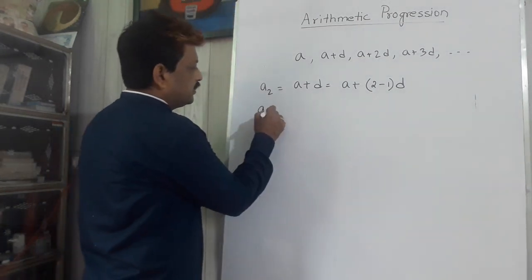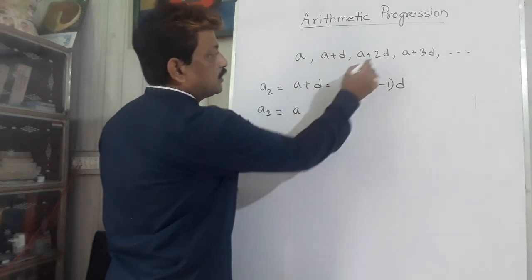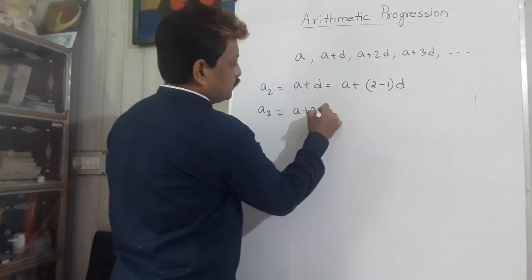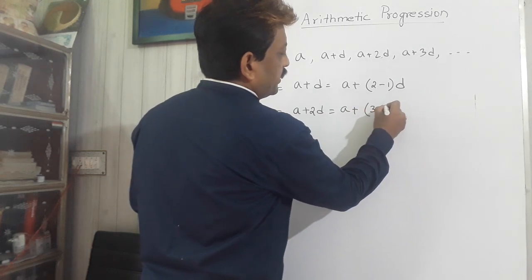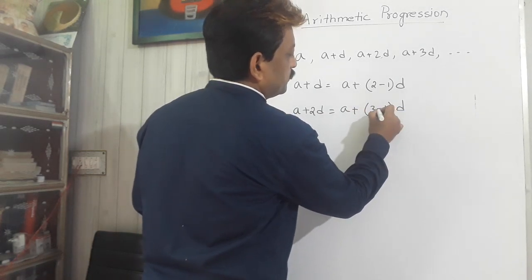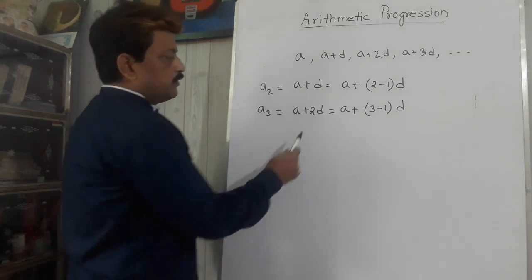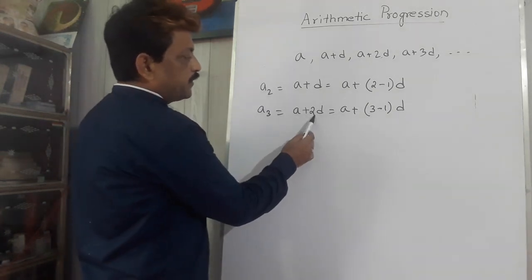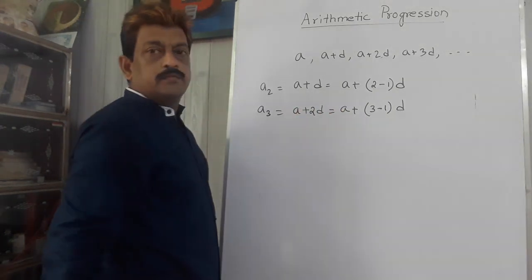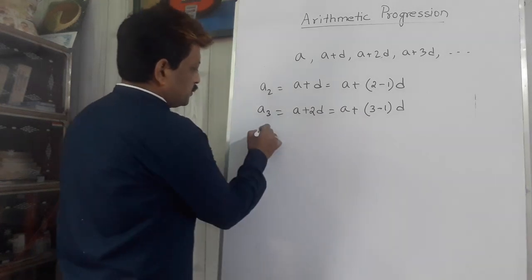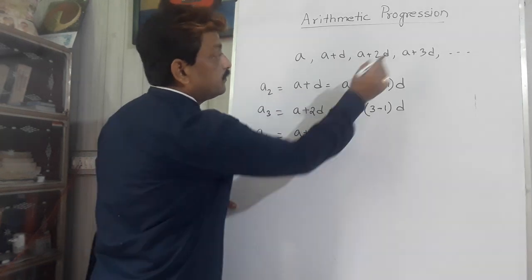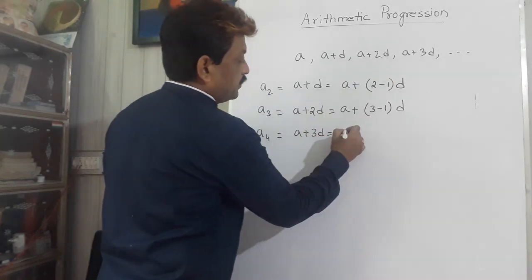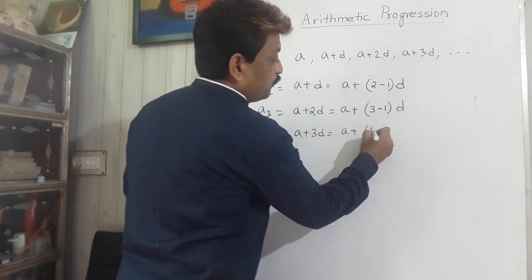Now how are we getting the third term? The third term is A plus 2D. So here, we can write it in this form: the third term, here it is 2. How is 2 obtained? 3 minus 1. Similarly the fourth term, A plus 3D. The fourth term is A plus 3D, so it can be written as A plus (4 minus 1)D.